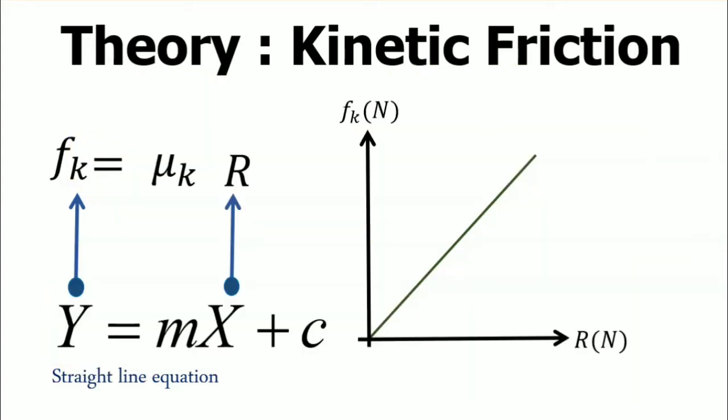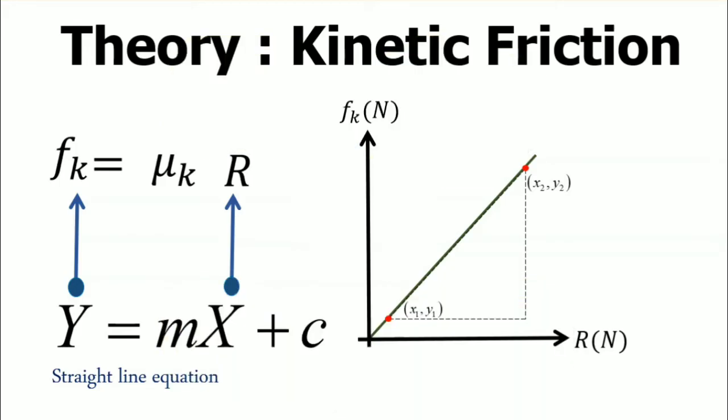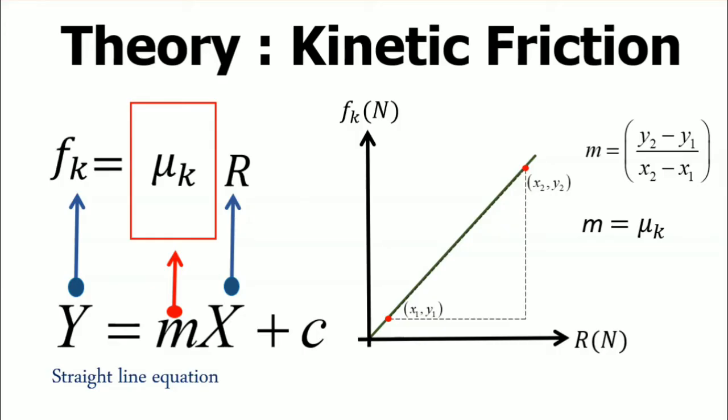Coming back to the straight line equation, the gradient of the graph will be equal to μk. Choose 2 points on the line and draw a right angle triangle connecting the 2 points. Make sure the size of the triangle is at least 50% of the size of the graph. The gradient of the line can be calculated using the equation m equals y2 minus y1 over x2 minus x1. And the value you get from the calculation will be equal to μk. You are going to compare the value obtained for μk and μs.